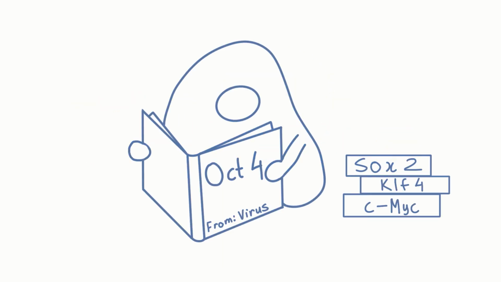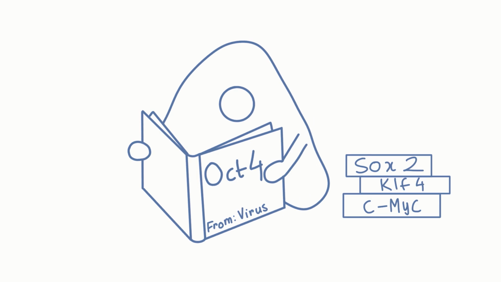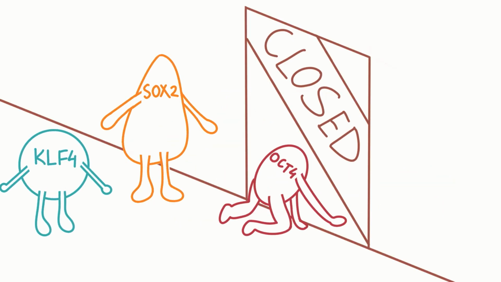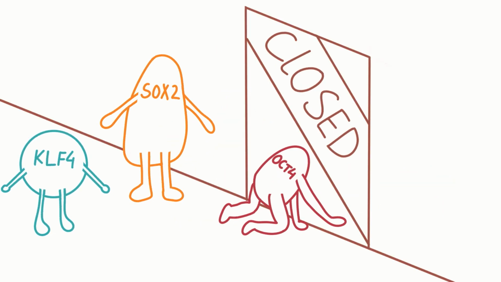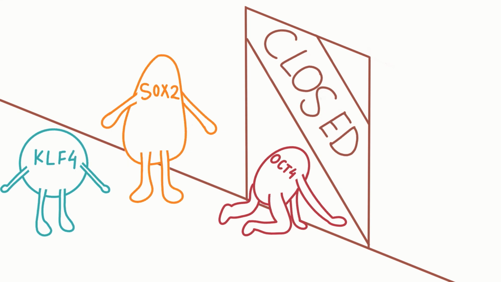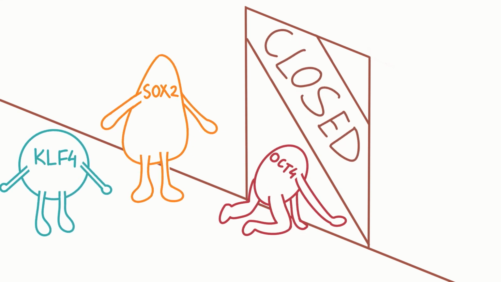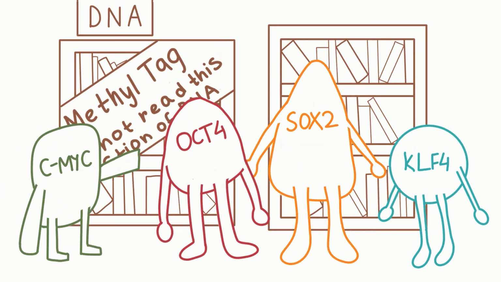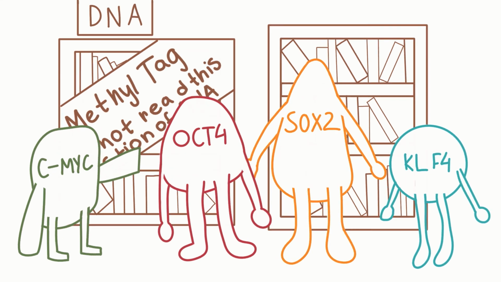The first stage of reprogramming is called initiation, and at this stage the cell is dependent on the transgenes. OCT4, SOX2 and KLF4 can move through closed regions of DNA and increase the probability of pluripotency associated genes being read. CMYC can help them bind to certain parts of DNA.